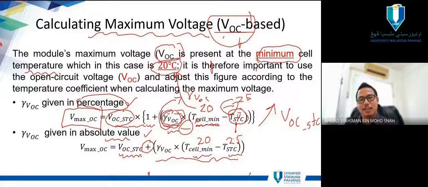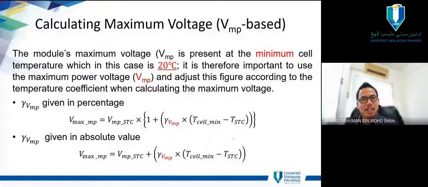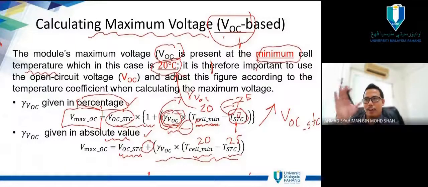Okay, VOC base. Kenapa saya cakap tu? Sebab ada satu lagi. We have another one, calculating maximum voltage. So kiranya for the case of modules, you kena kira yang ni yang pertama.